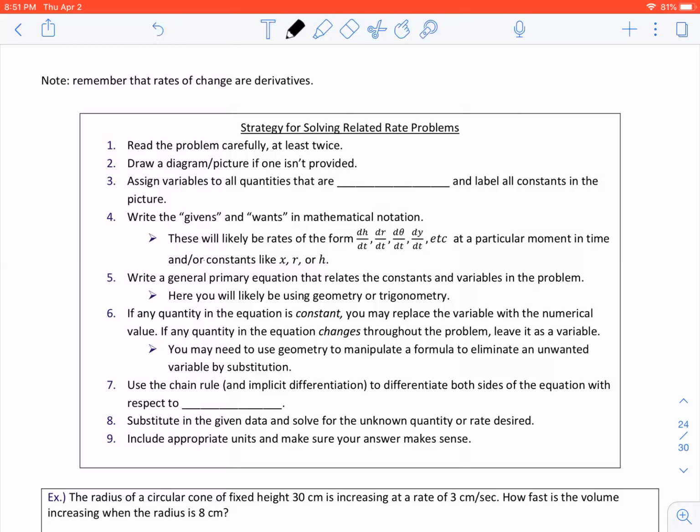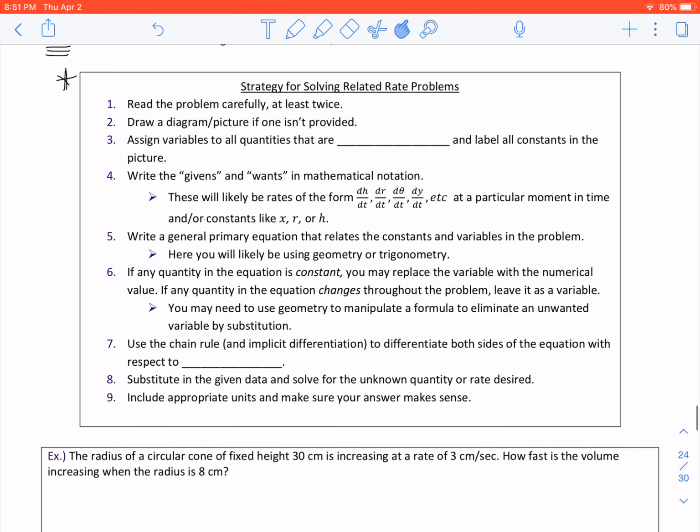We are in section 3.9 continued. There's a note up here at the top that we should go ahead and give a star to. It says, remember that rates of changes are just derivatives. And then there's a box second on the page that talks about strategies for solving related rate problems.